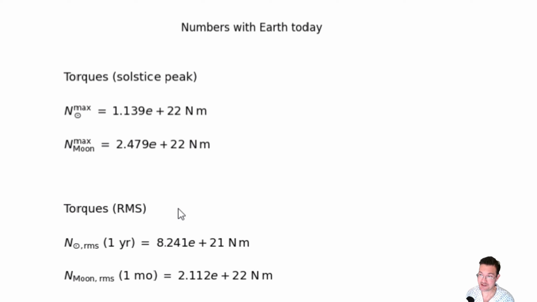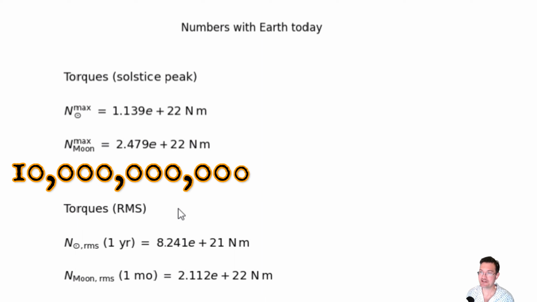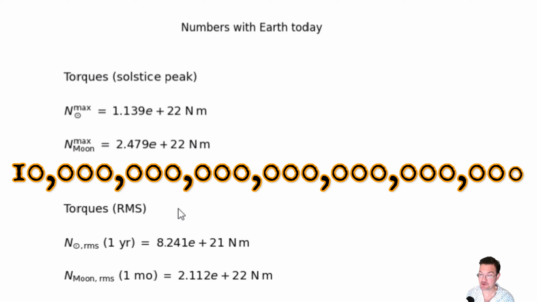10 to the 22 is a huge number. That is 10 billion trillion Newton meters. So 10 billion trillion foot-pounds of torque that the moon's exerting on the Earth. And you'd think that's an absurdly huge amount of torque. Surely that's got to move the Earth more than this 50 arc seconds per year.